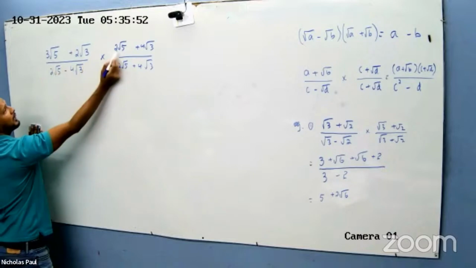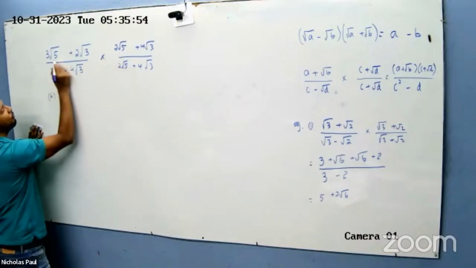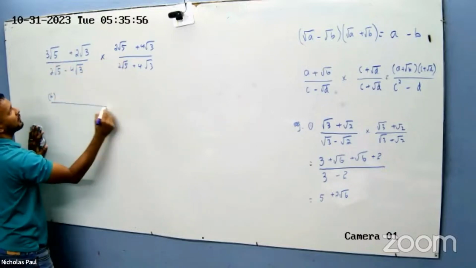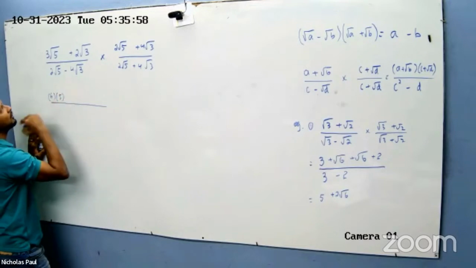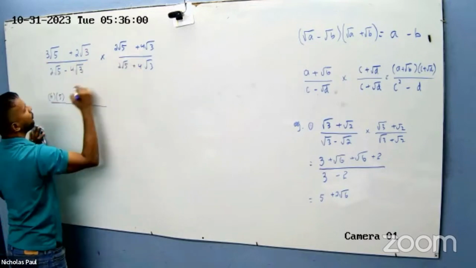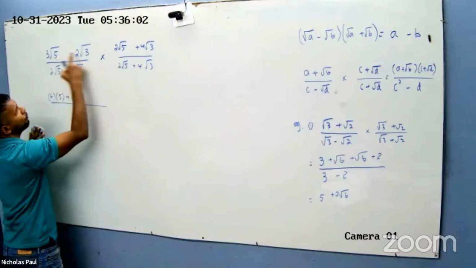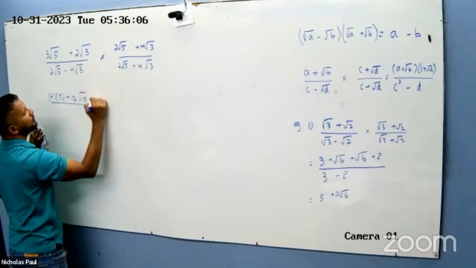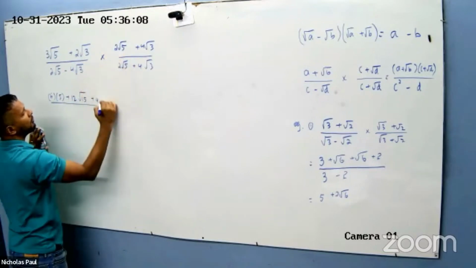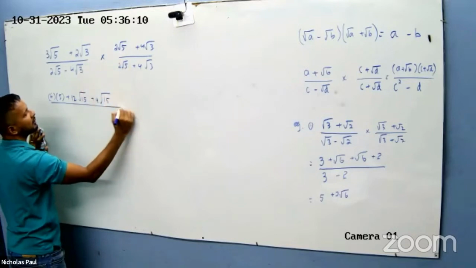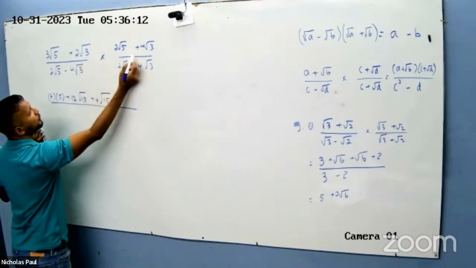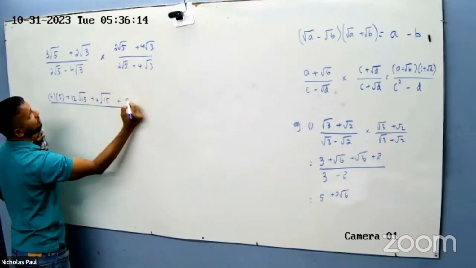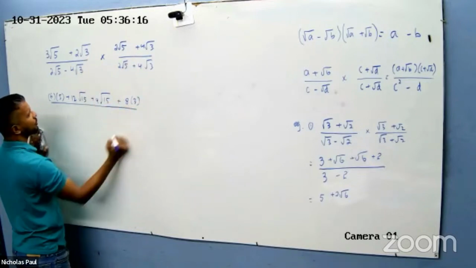So 3 by 3, that's 6. Root 5 by root 5, that's 5. 3 by 4, that's 12. Root 5 by root 3 is root 15. 2 by 2 is 4. Root 3 by root 5 is root 15. 2 by 4 is 8. Root 3 by root 3 is 3.